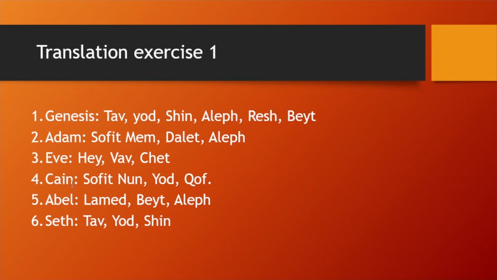And then I would get Bayet, Resh, Aleph, Shin, Yod, Taf.